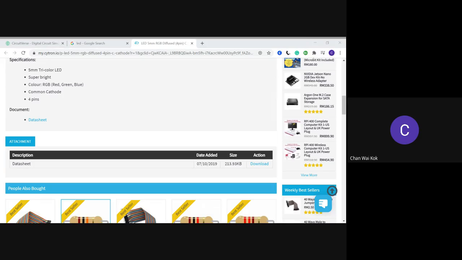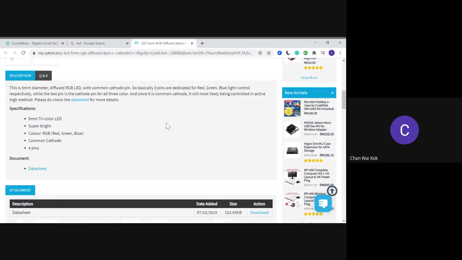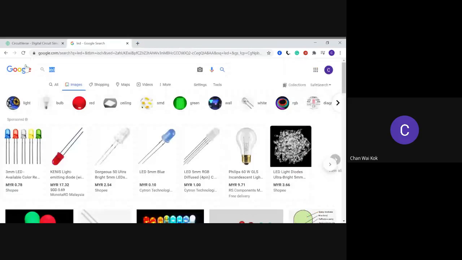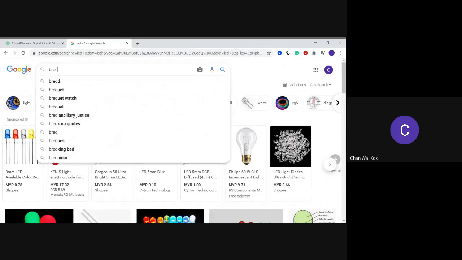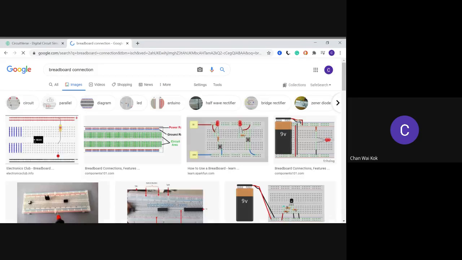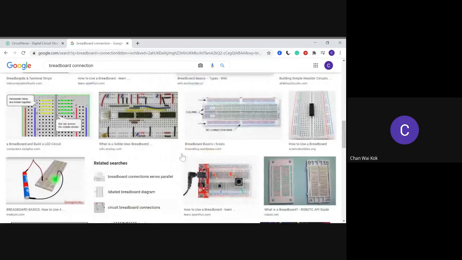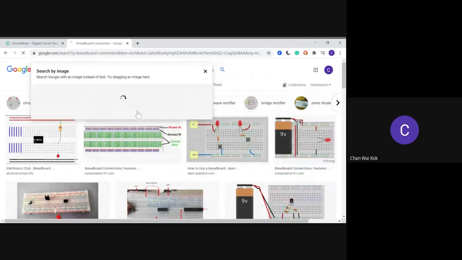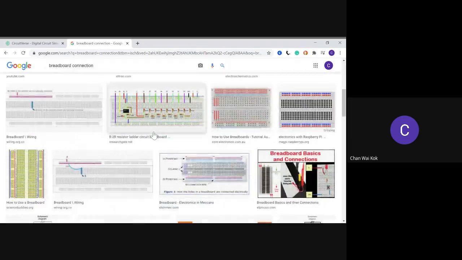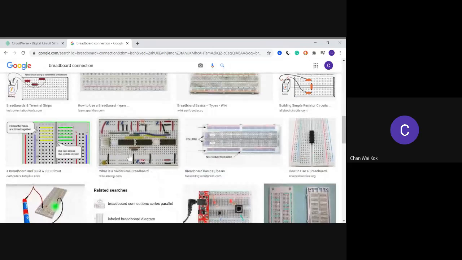Okay. LED. Then you look at the breadboard. This is how it connects. This is how you put in the chip. You can see this is how people plug in the chip. Plug in the wire, ground, VCC, LED. But it's not that neat. When you do it in practice, it will not be that neat. Okay, clear. Any questions so far?